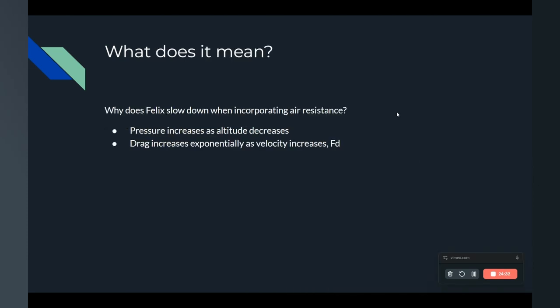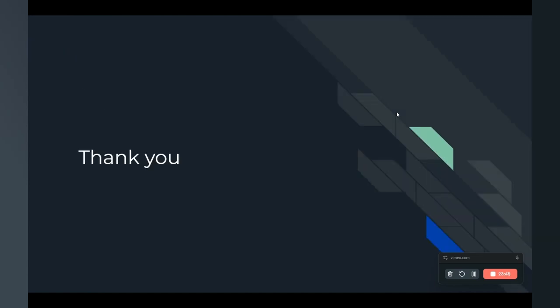What does it mean? Why does Felix slow down when incorporating air resistance? At the end, his maximum speed was around 380 meters per second, but he hit the ground in the simulation at around 40 meters per second. Pressure increases as altitude decreases. So when he gets closer to the surface of the Earth, it's going to increase the force of drag, and the force of drag increases exponentially as velocity increases. Fd is proportional to v squared. So any bit that velocity goes up, the force of drag is going to increase exponentially. This is why he slows down to such a great degree. Thank you for watching. I hope you have a great day.